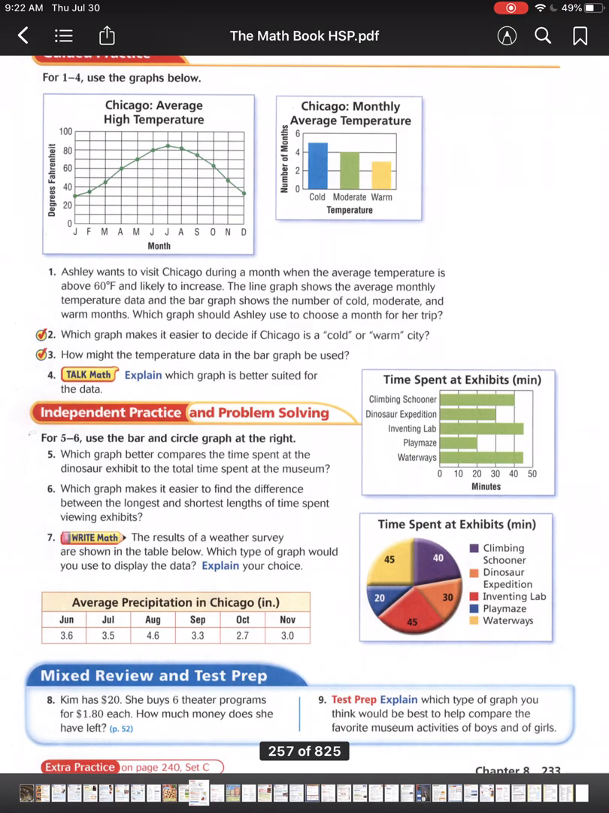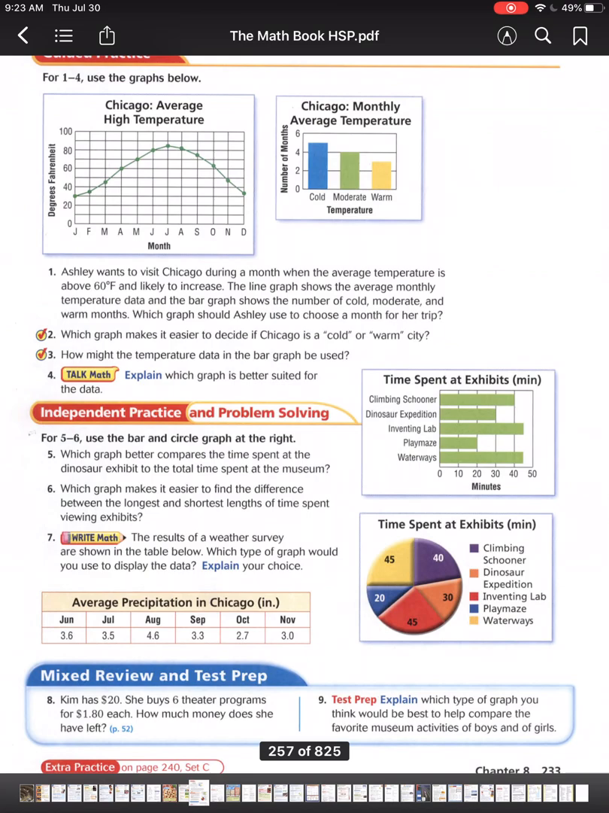I'm going to jump to number 5 now. Which graph better compares the time spent at the dinosaur exhibit to the total time spent at the museum? When you're asked to compare something to a whole, you're talking about a circle graph.